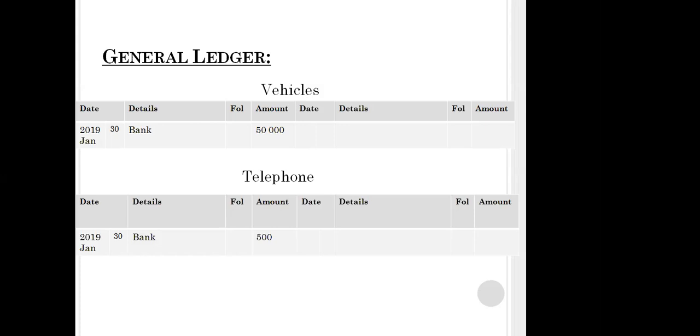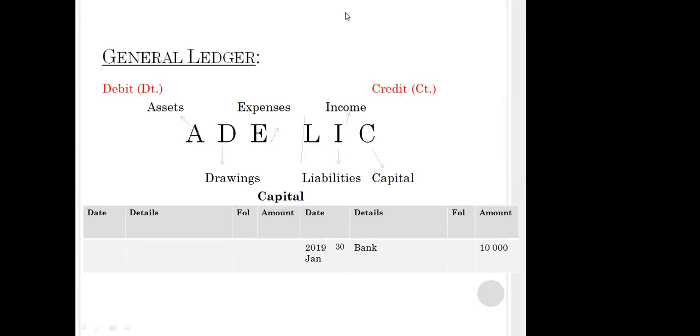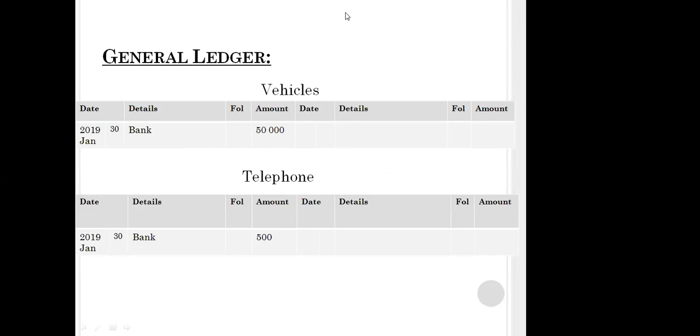Right, another example, telephone. Listen to the transaction. On the 30th of January, we pay Telkom the telephone bill of 500 rand. Step one, you need to decide on which side of the account you're going to do the entries. So what is telephone? Look also on your piece of paper. Telephone is an expense. Expenses must be on the debit side. So these entries are on the debit side of telephone.